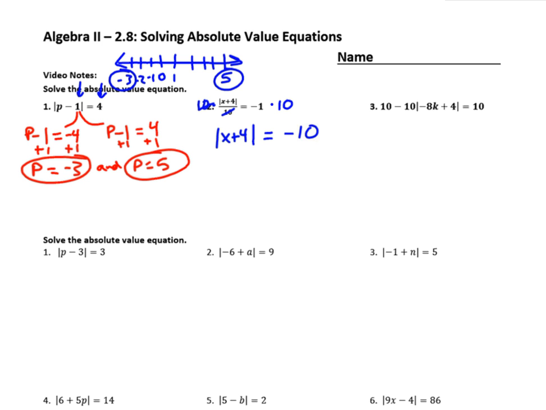When I take absolute value of something and I get the absolute value by itself, if it is equal to a negative number, that can't happen. So then this ends up being a no solution.